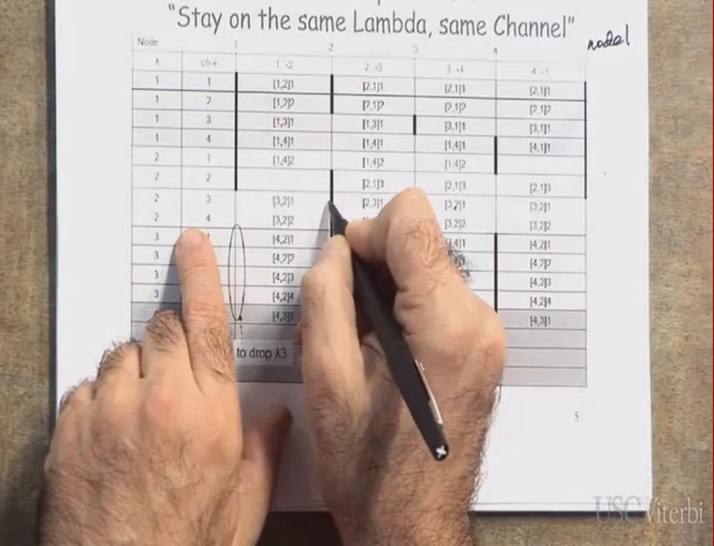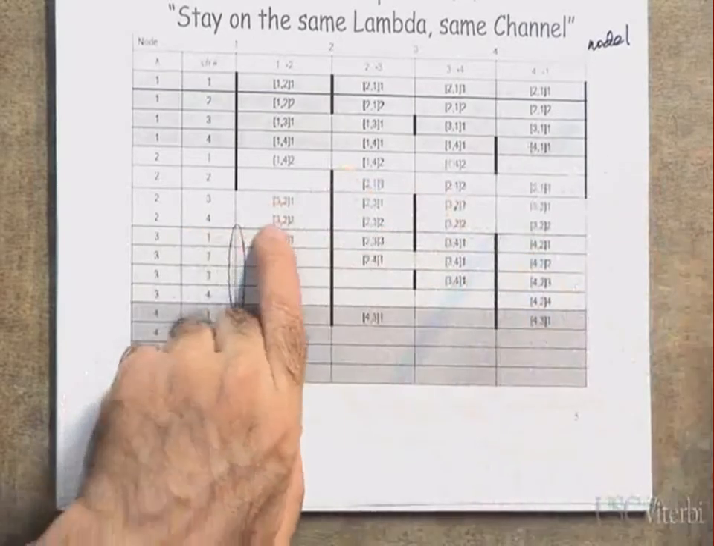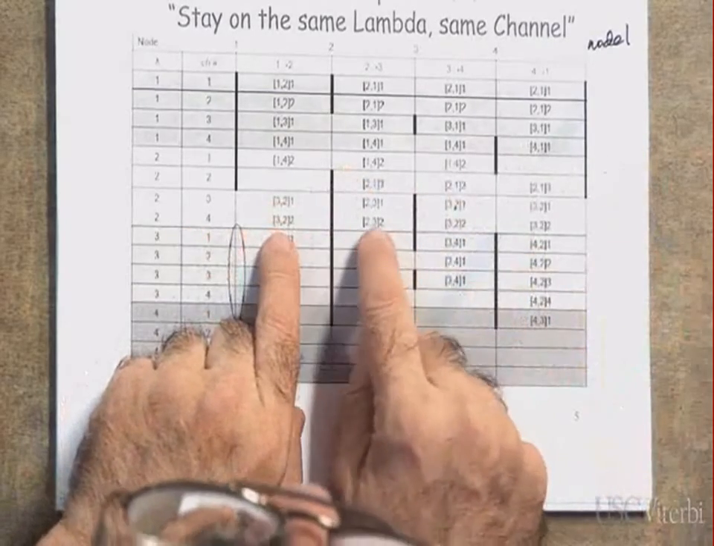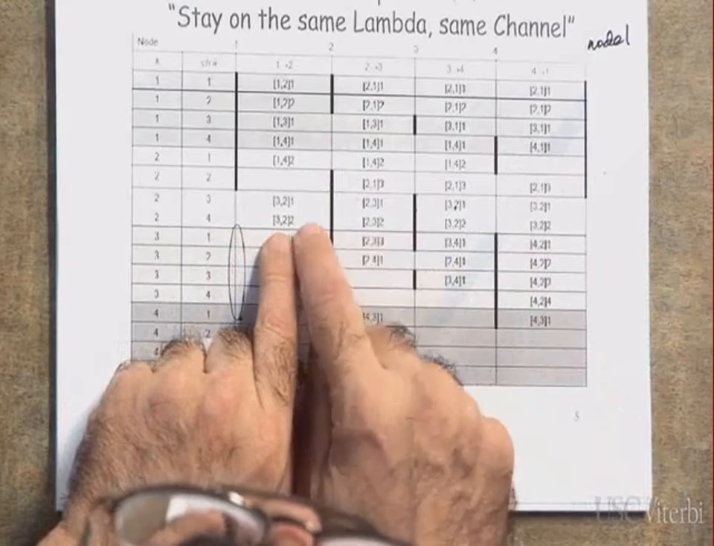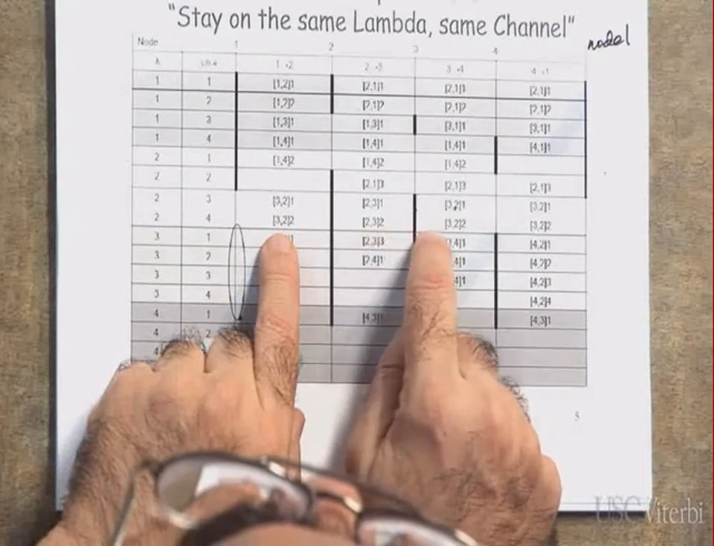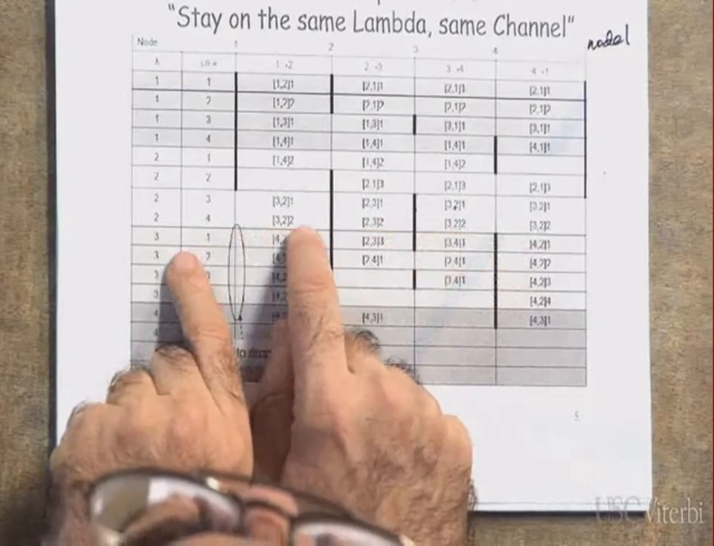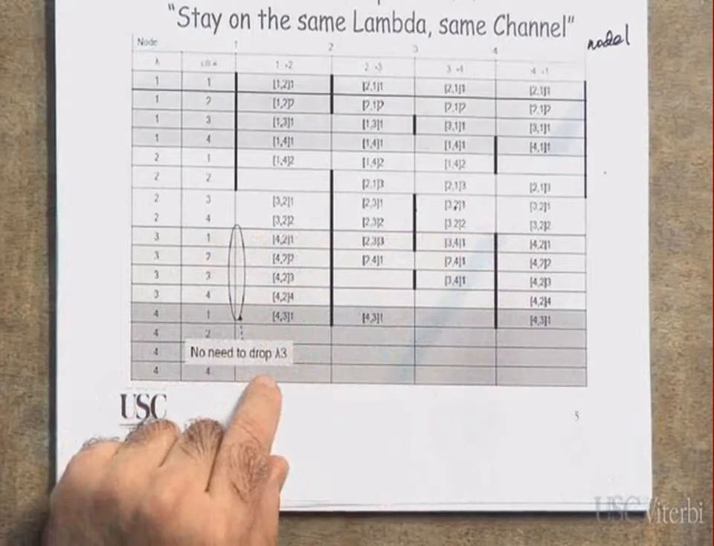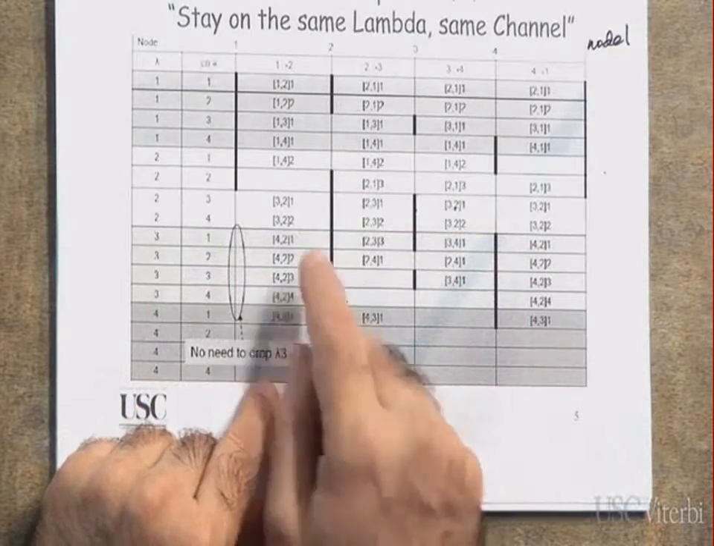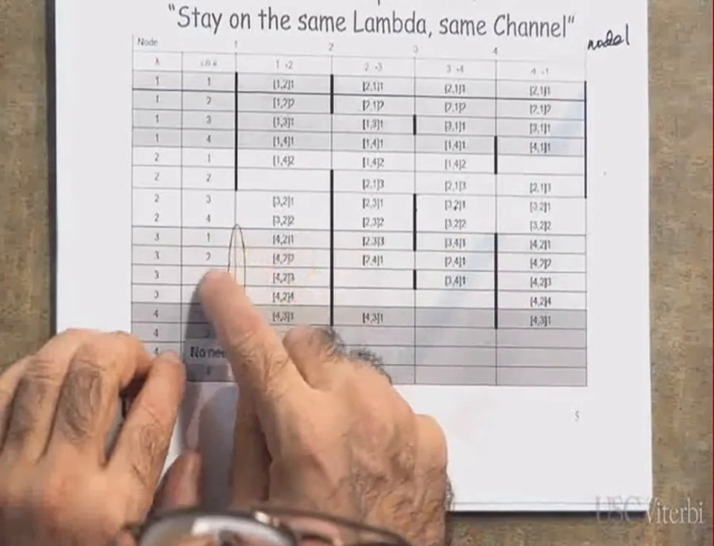Did you get it or not? This is the same as this one. Okay, this is the other channel. 3 to 2, 2 to 3, and 3 to 2. 2 to 3, and 3 to 2. Clear? Okay. Let's see if you can understand this one here.